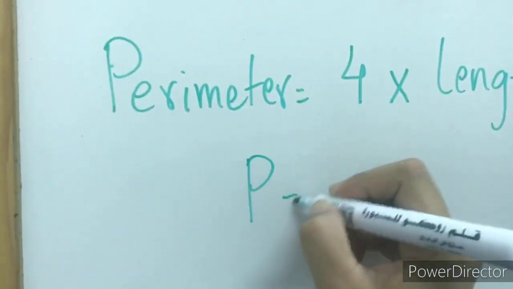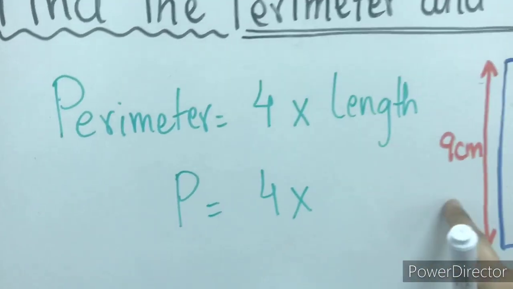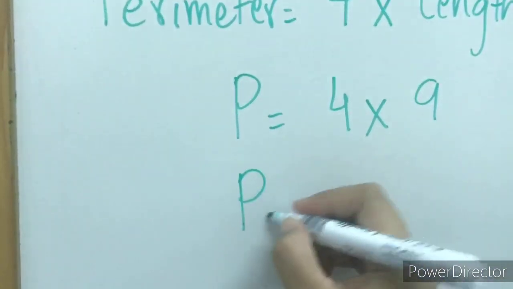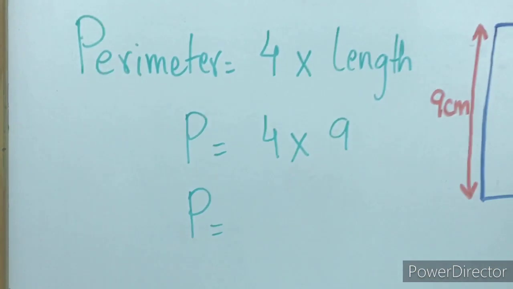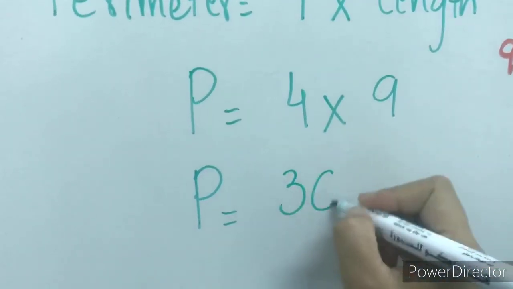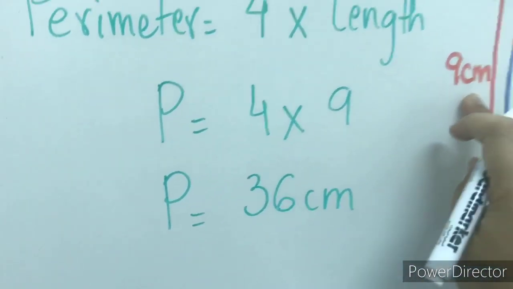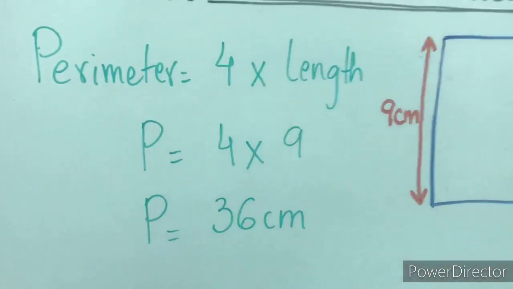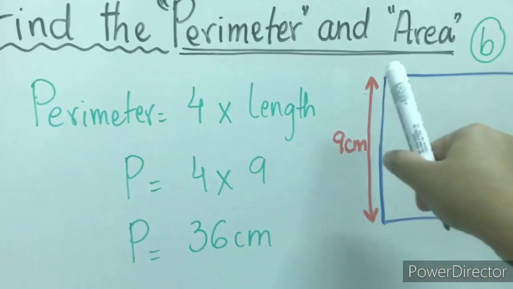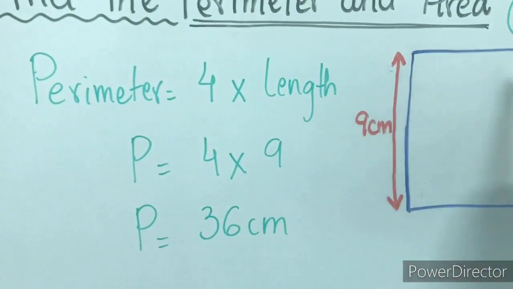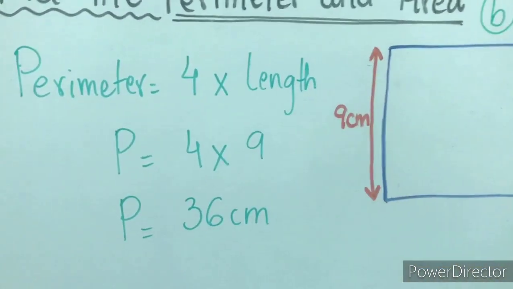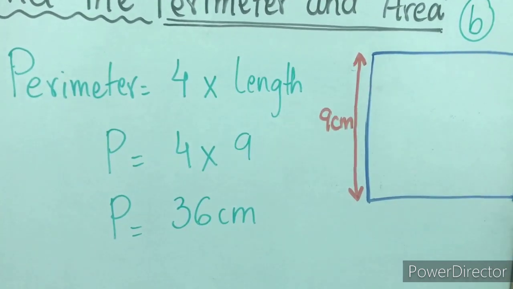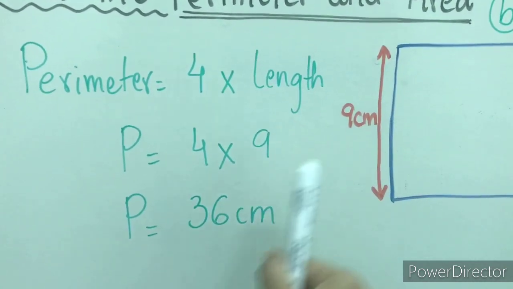Now P is equal to 4 multiplied by, what is the length? 9. So you are going to put 9 here. So perimeter is equal to 4 9s are 36 centimeter. Centimeter is given to you, so you will write centimeter here, and this is how you will take out the perimeter of this square. You are going to multiply this length with 4, because all 4 sides of the square are equal. So you multiply 9 with 4, and it will become 36 centimeter.